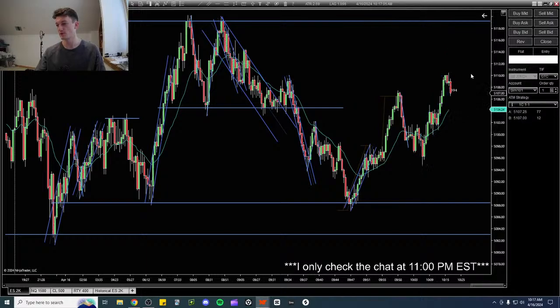Looking like this uptrend is probably not correct. Really just looks like 2 legs up. Almost to the tick.